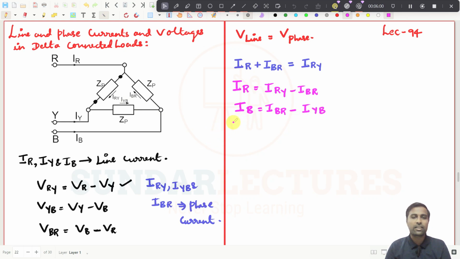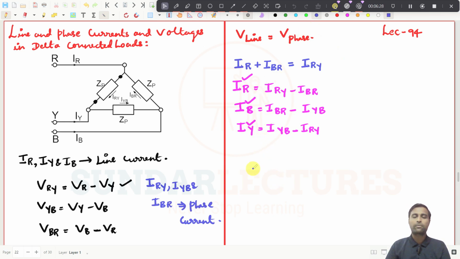So you will get an expression like this, and if you apply KCL at this point, IY is coming in, so IYB is going away, and this is also coming in, so it will be IYB minus IRY. So these three are the expressions for line currents. See, this is line current. Try to understand. IR, IY and IB are line currents, right?